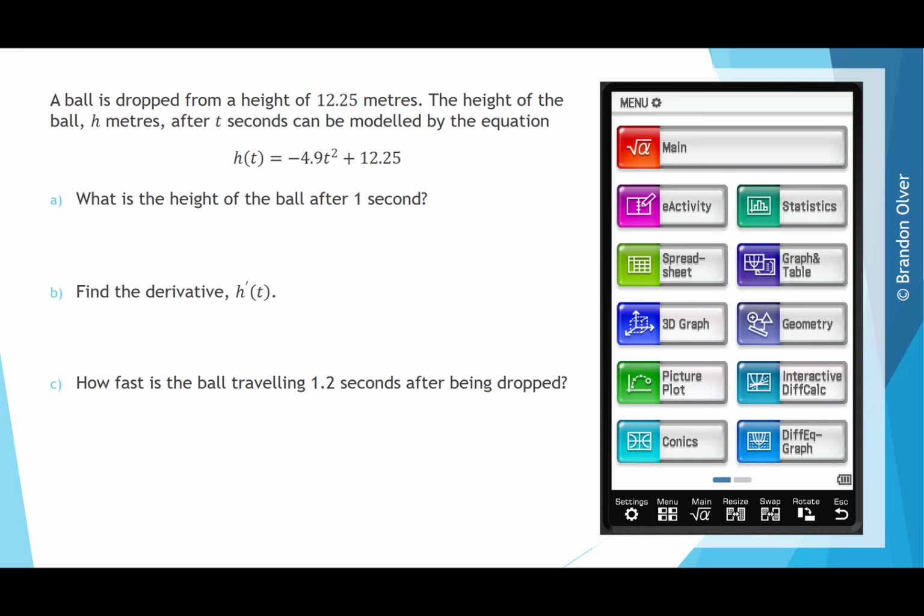A ball is dropped from a height of 12.25 meters. The height of the ball, h meters, after t seconds can be modelled by the equation h of t equals negative 4.9 t squared plus 12.25. For part A, we're asked what is the height of the ball after 1 second.